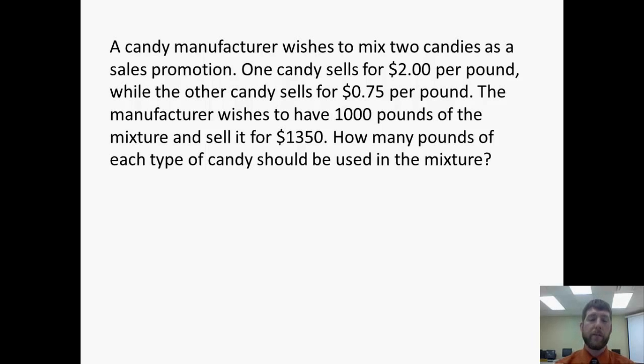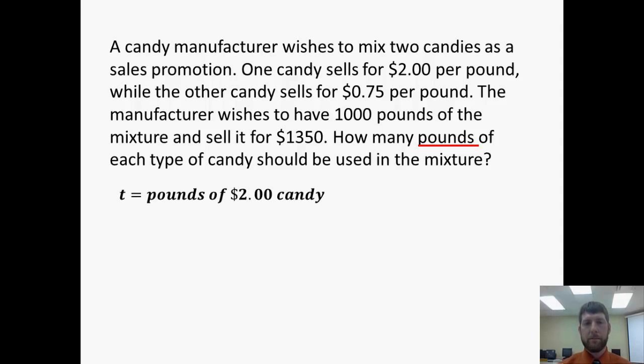So if we look at it, first thing we need to do is identify our variables. What is it we're looking for? We can see that they want us to find how many pounds. Be very specific about your units. The variables are not going to be candy 1 and candy 2, or $2 candy and 75-cent candy. It's pounds of each type of candy.